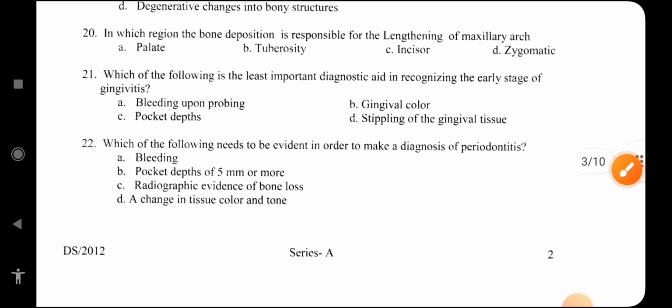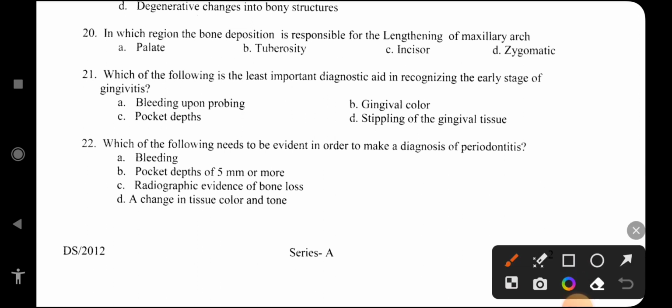Next question is, in which region the bone deposition is responsible for the lengthening of the maxillary arch? Options are palate, tuberosity, incisor, or zygomatic. And the correct answer is tuberosity. In the tuberosity, the bone deposition is responsible for the lengthening of the maxillary arch.